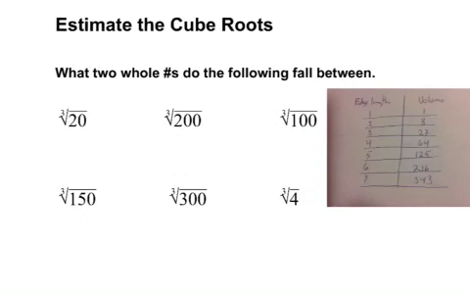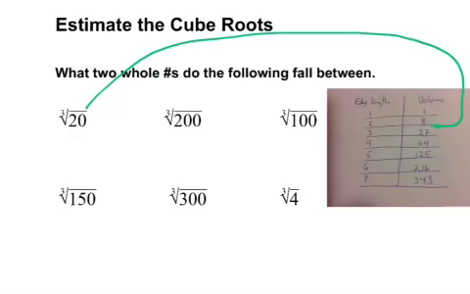So the first one is not a perfect cube. The cube root of 20 we don't see in our chart, but we can estimate where it falls between. So let's take a look here. 20 falls between 8 and 27. So that means the edge length must be between 2 and 3. So 2 and 3.